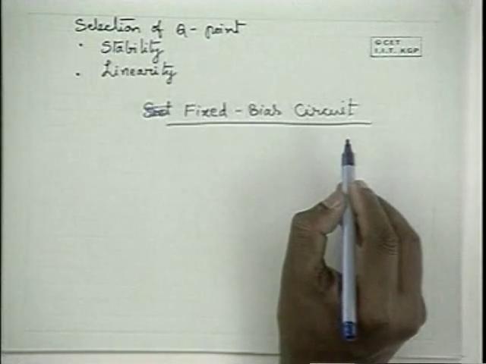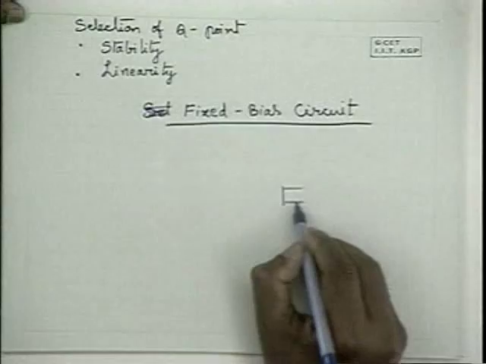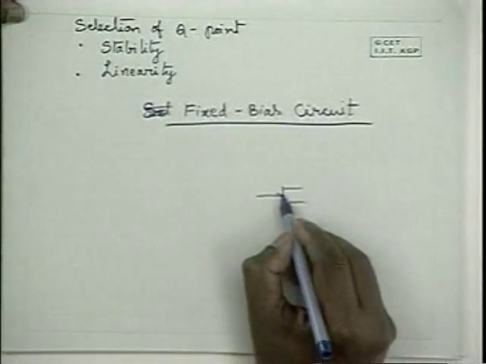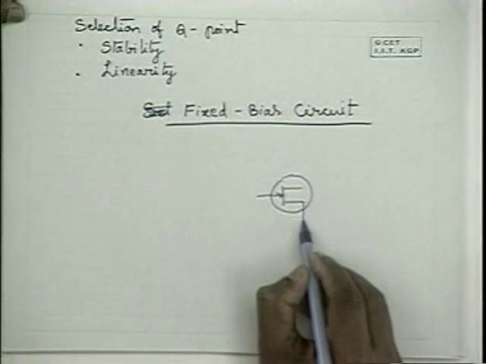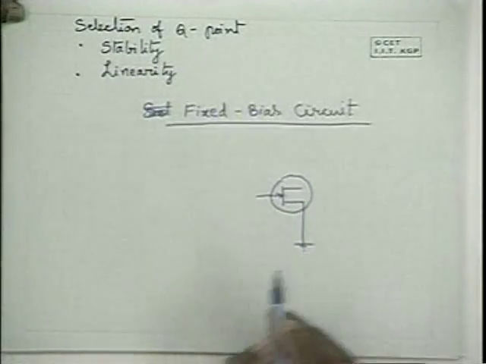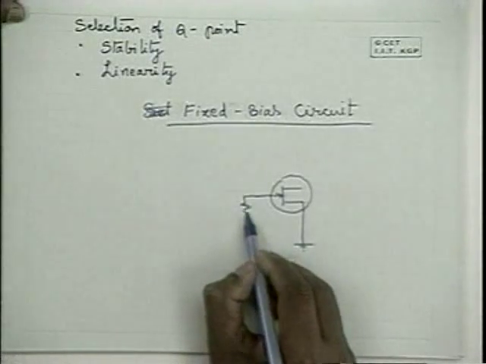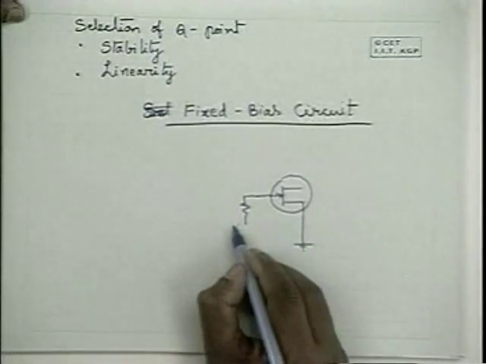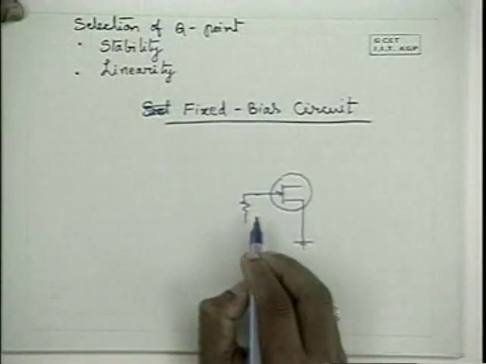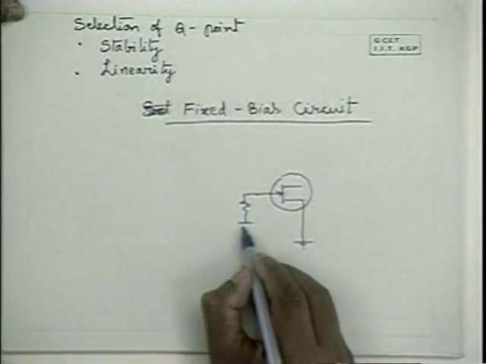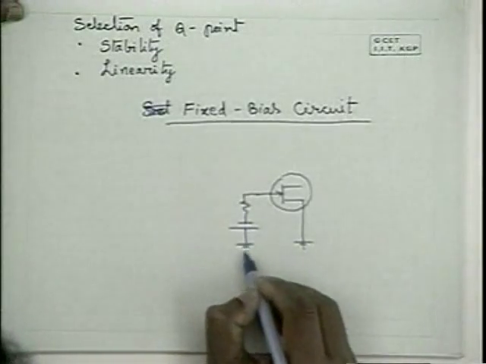In the fixed bias circuit, we operate the JFET directly by applying some fixed biasing to it. It needs some gate potential applied; the gate junction has to be reverse biased with respect to the source. So we apply a source here. Using a source, we apply some bias here.